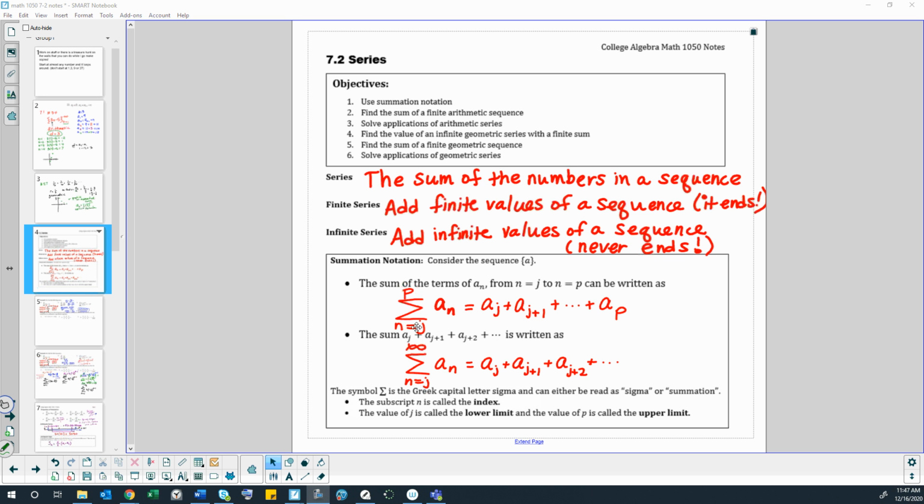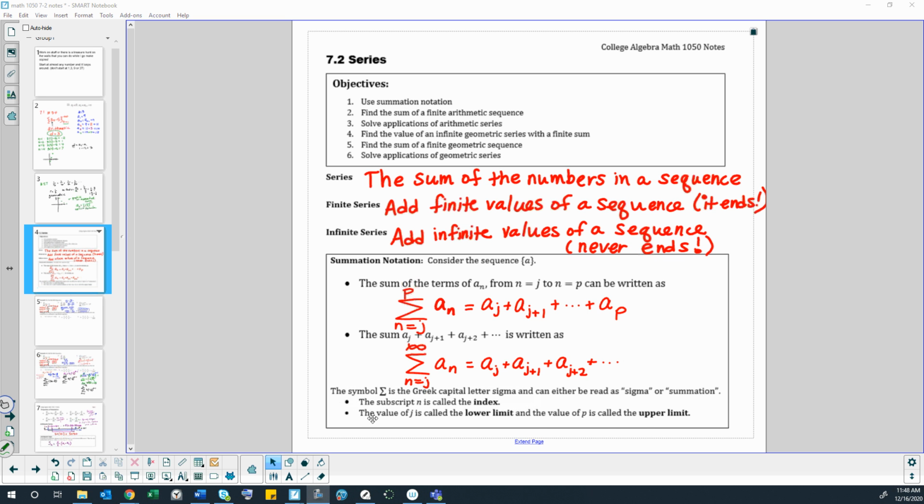Okay, and then the other little numbers on it are what we call index numbers. So the bottom index number tells us where to start, and the top number tells us where to end. So you can see this would come from taking our sequence, a sub n, and adding the numbers in the sequence, starting with number j and ending with the term number p. So for a finite sequence, that tells us where to start and end. For an infinite sequence, we put an infinity on the top, and that means we start at this first number, but then we keep adding the values forever.